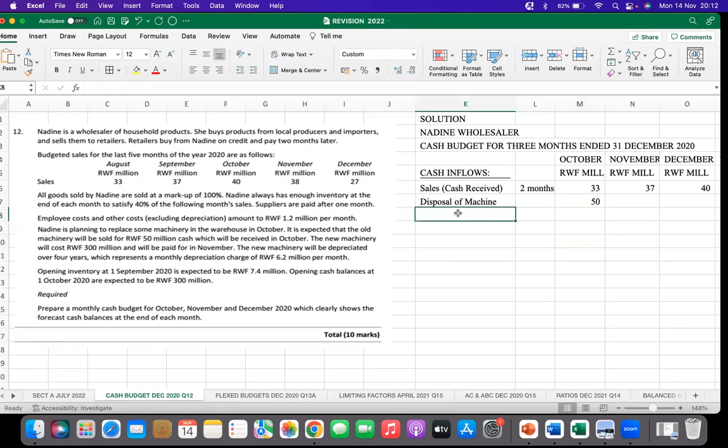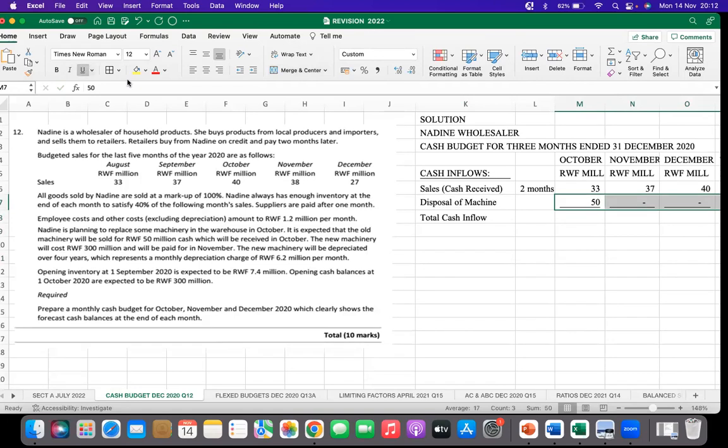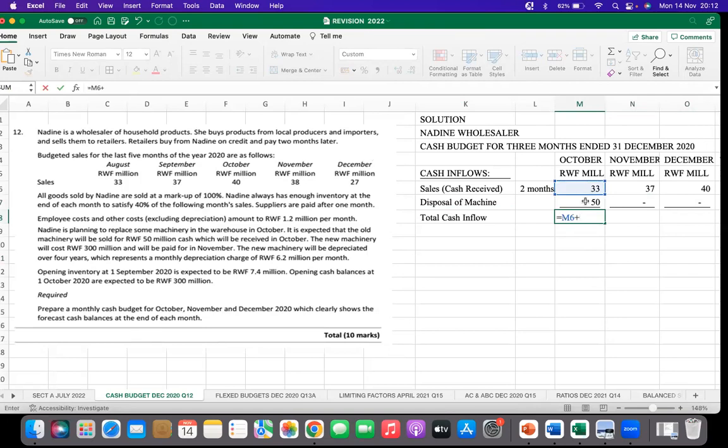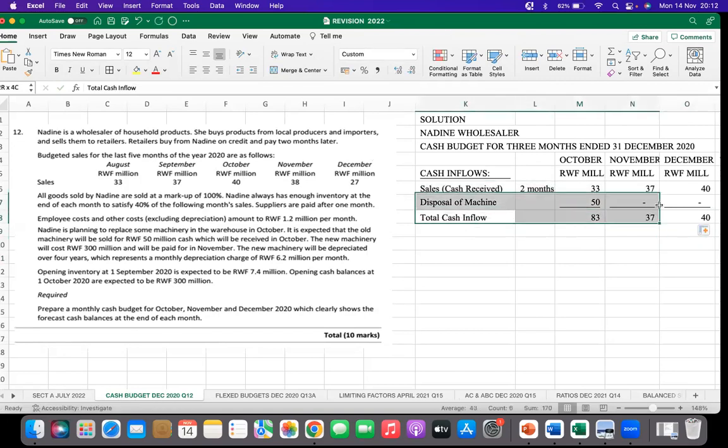Now, there is no other. You will see where I will post opening cash. Don't worry about opening cash. I said there are two ways of posting this. So what is the total cash inflow? Cash inflow is the money that came in. Your total cash inflow will be equal to sales plus disposal. So that gives you 83. Okay, let's continue. So that is total cash inflow.